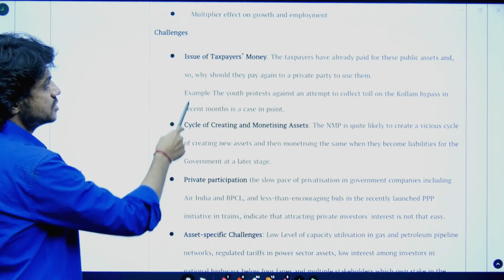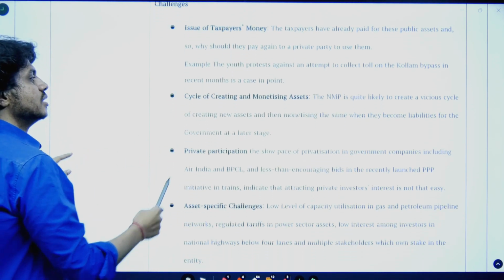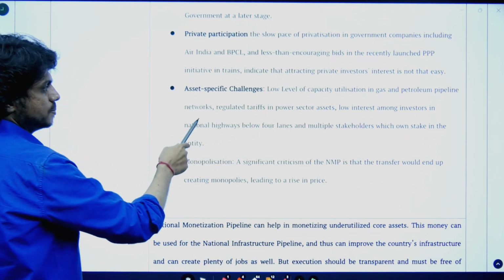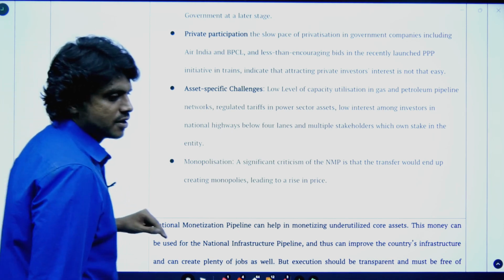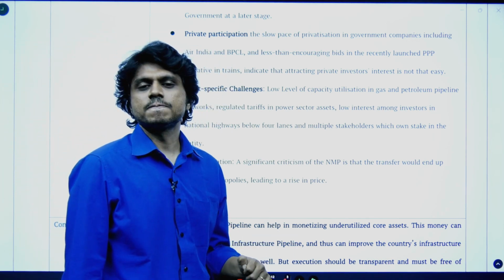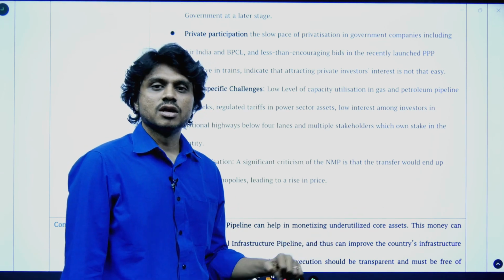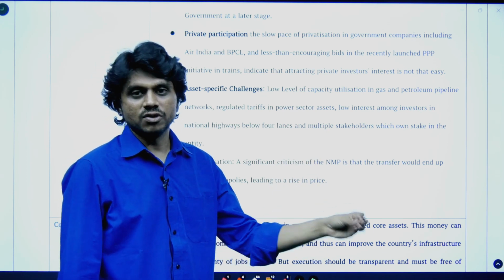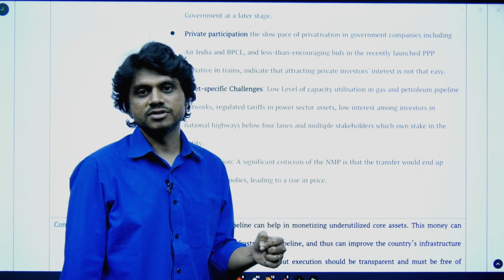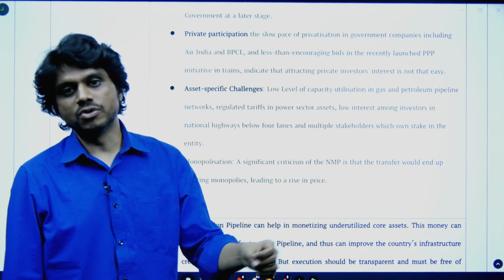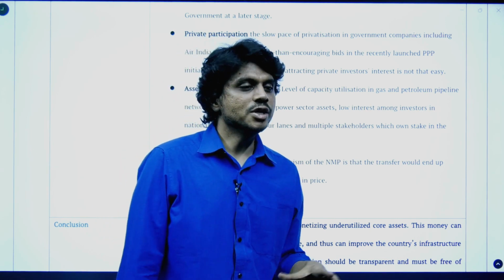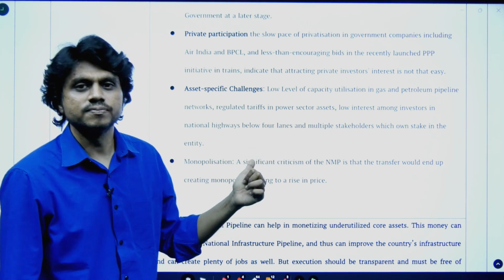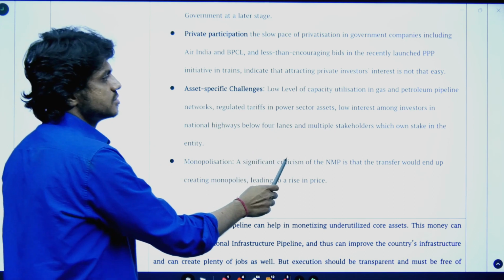So now the challenges are taxpayers' money. They said we have already paid. Cycle of creating and monetizing assets. Then private participation. This I also discussed. Asset-specific challenges. Let's say even if the government wants to invest in the power generation companies, your discoms, the distribution companies, which I have already discussed in the previous session, they regulate the tariffs. Not the discoms, the State Electricity Board regulates the tariffs. So if there is no independent regulatory mechanism, would the private sector be interested in investing there? No, right?